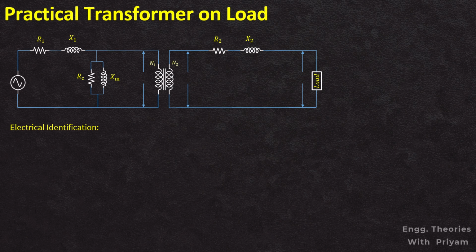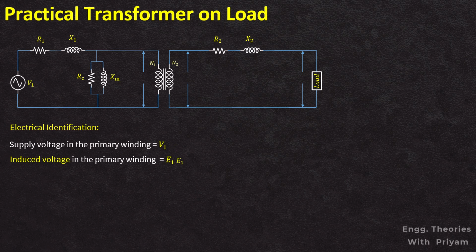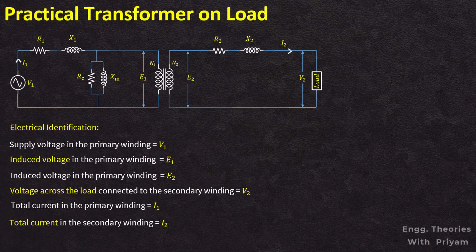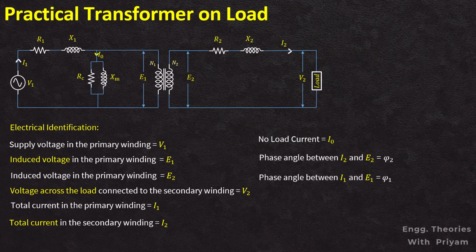So here the supply voltage in the primary winding is V1, the induced voltage in the primary winding is E1, the induced voltage in the secondary winding is E2, and the voltage across the load connected to the secondary winding is V2. I1 is the total current in the primary winding, I2 is the total current in the secondary winding, and I0 is the no load current in the primary winding, which consists of two components, IC and IM. Phi 2 is the phase angle between the secondary current and the secondary induced voltage E2, and phi 1 is the phase angle between the primary current and primary induced voltage E1.